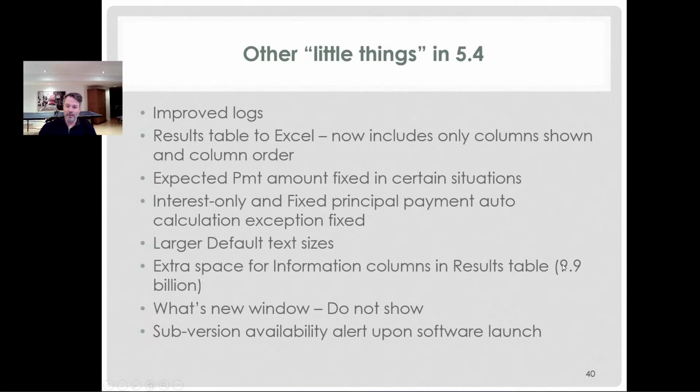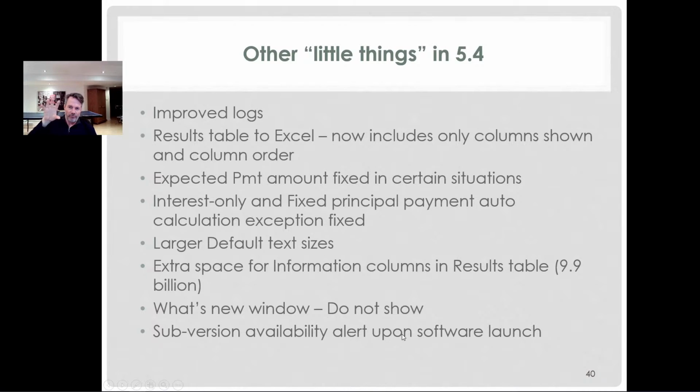Those of you who do big amounts, you can now put in those information lines up to 9.9 billion. It was 999 million. I wish I was that rich. In the window, there's a what's new window. In the main window, what's new, you could say do not show again. We also have subversions availability and alert.